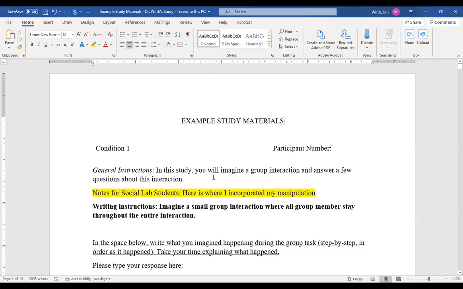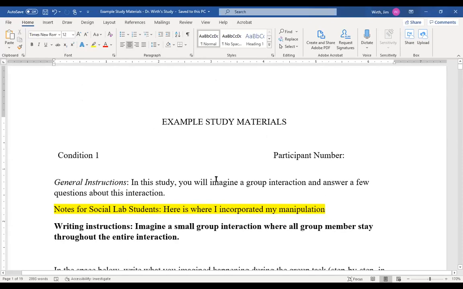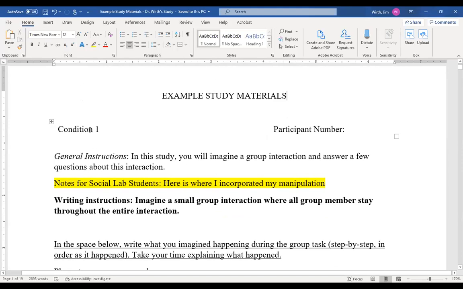All right, so here you'll see an example of my study materials. And again, this is something that you can utilize as a good example of how to set yours up. Here I labeled that this is condition 1, and I'm going to record the participant number. The participant number is just the number that I'm going to assign to each participant randomly. So you can just start from 1 and work your way up. The idea there is that you can go back to this packet if you need to.